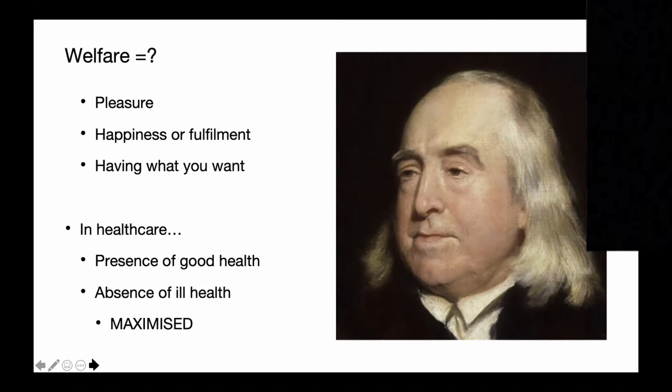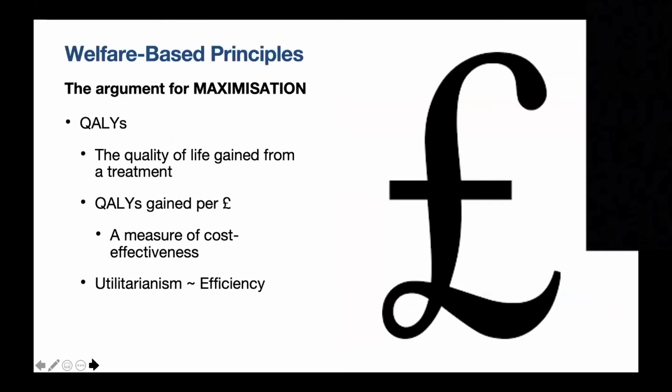Now, how does this apply to healthcare? Well, you can consider it as the presence of good health, the absence of ill health, maximized. So as long as the absence of morbidity or the presence of good health are maximized. And utilitarianism is very relevant to our healthcare system in the form of QALYs, so the quality adjusted life year. And NICE will consider whether or not a treatment is cost effective in terms of QALYs per pound sterling. So in terms of the quality of life gained from a treatment per pound sterling. And so cost effectiveness is at the core of our funding decisions and our resource distribution decisions.